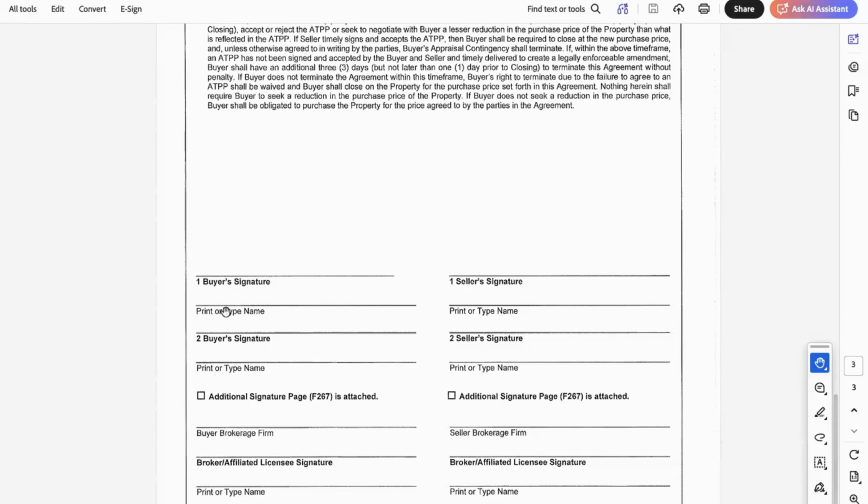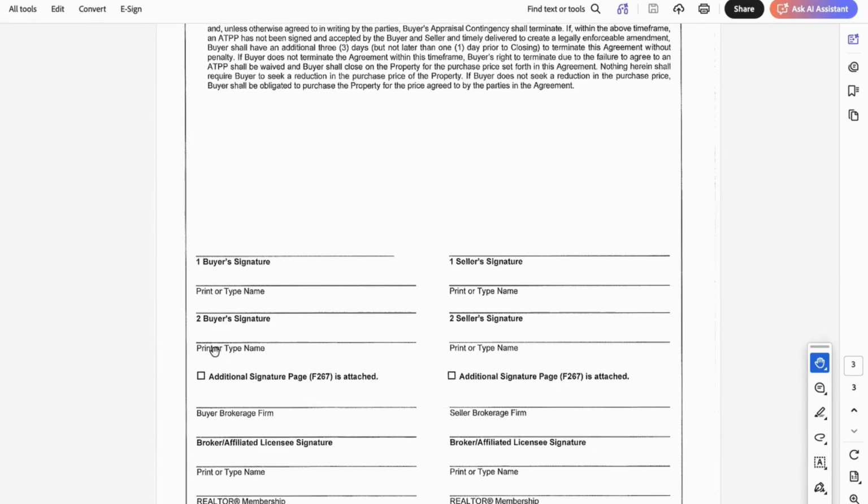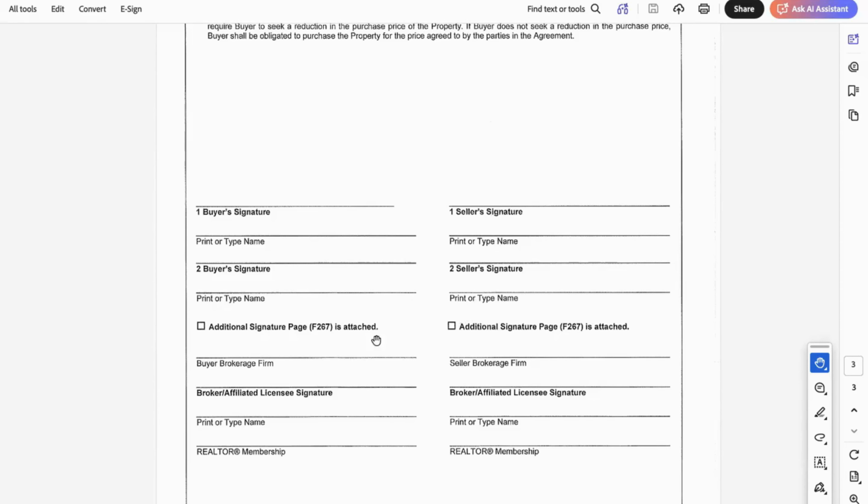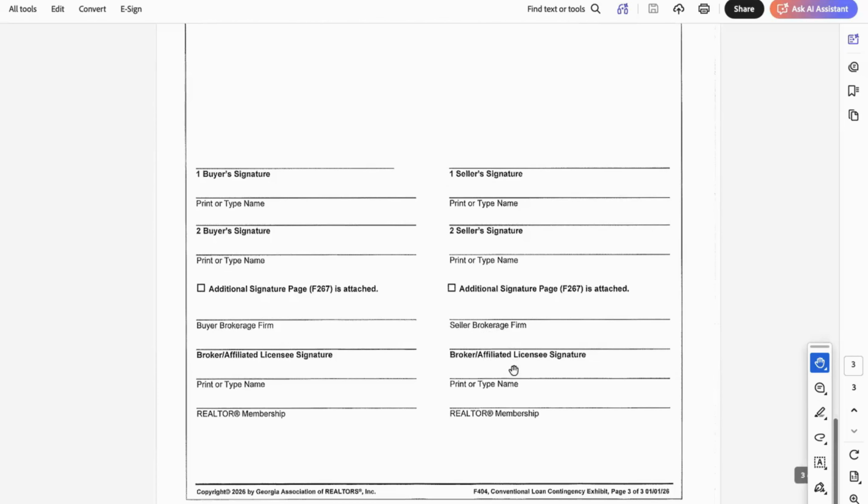Buyer's signature, buyer number 1, buyer number 2, if there's more than one buyer. If there are more than 2 buyers, an additional signature page, the F267, is attached. Seller number 1, seller number 2, same here if more than 2 sellers. The buyer brokerage firm signs here. The seller brokerage firm signs here. And that concludes the F404 Conventional Loan Exhibit.